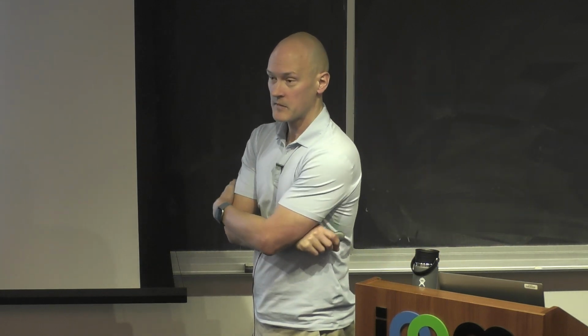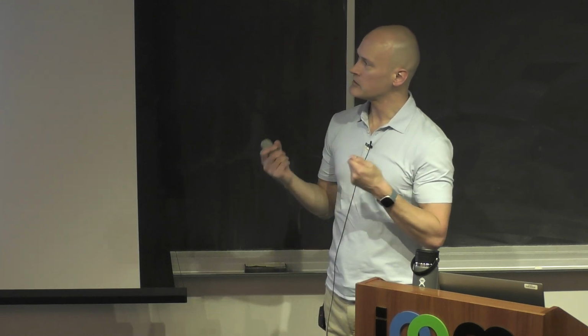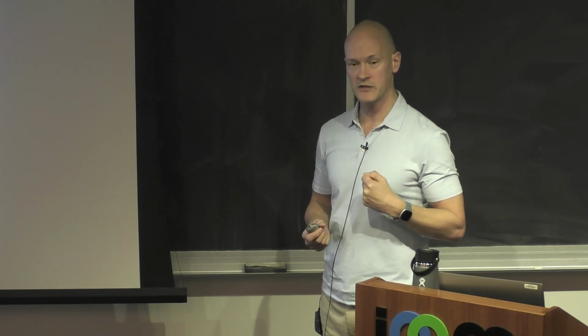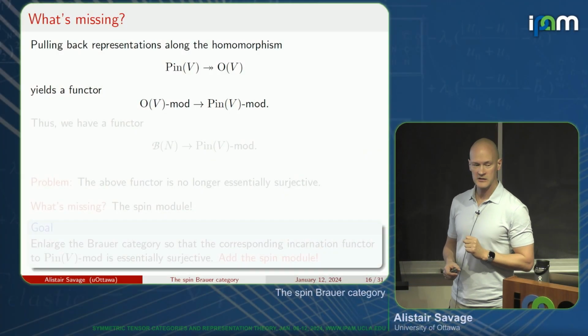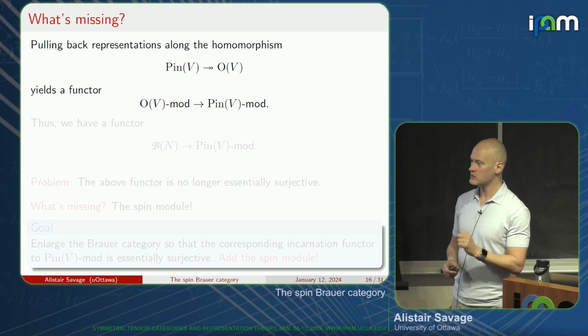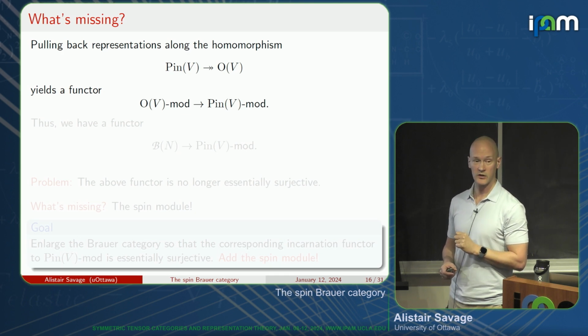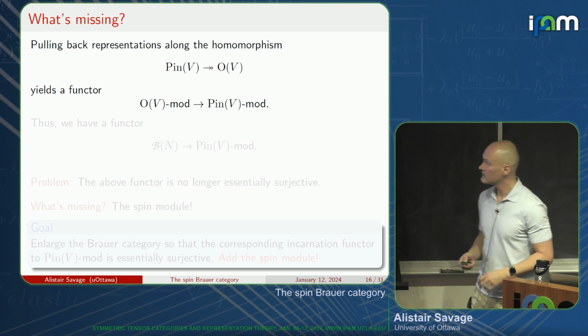Okay, so what's missing? What's the new thing that we want to do? What's missing is we're just looking at the orthogonal group, but often you want to look at its double cover, the spin group or the pin group. For instance, if you're interested in Lie algebras, the modules for the Lie algebra so(V) are equivalent to modules for the spin group, not the special orthogonal group, right? So you're sort of missing some things when you only look at the orthogonal group.